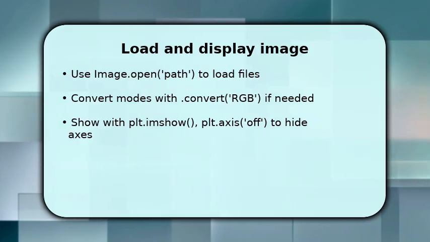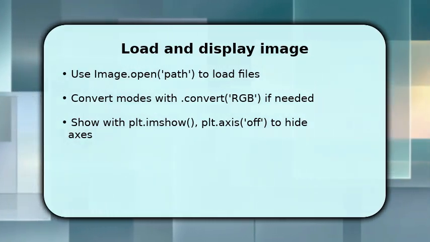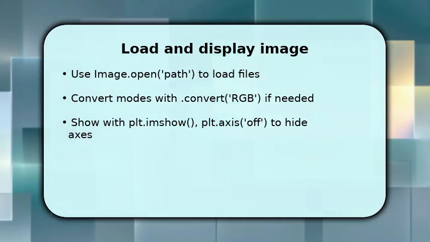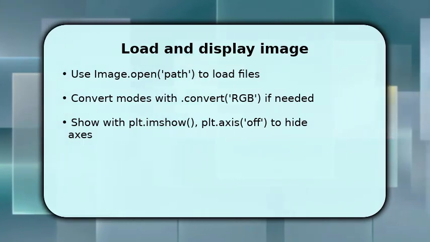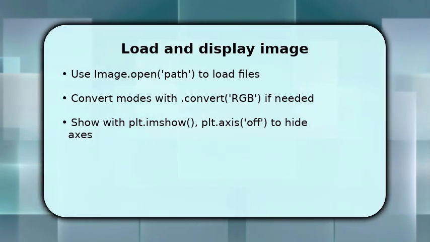Next, pass the PIL image to matplotlib: plt.imshow(img), plt.axis('off'), plt.show(). This sequence handles most file types and works inside scripts and interactive shells. If you're in Jupyter, use %matplotlib inline. You finish by optionally resizing or saving the image.